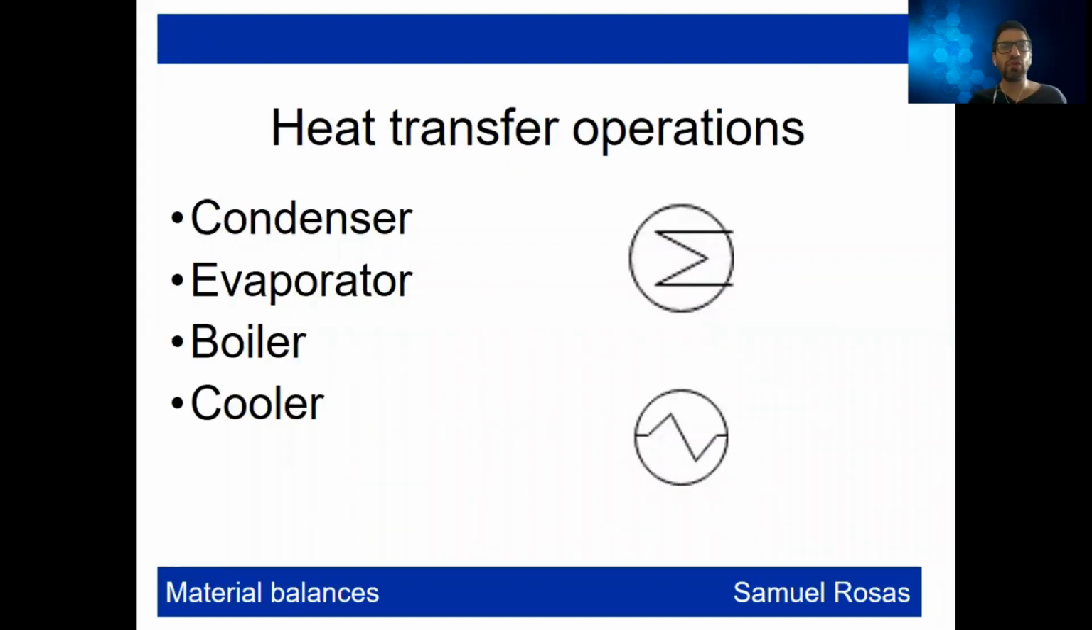And sometimes we have to increase or decrease the temperature of a fluid or something that is moving. And we use these heat transfer operations. And the main heat transfer operations are the condenser, evaporator, boiler, cooler, and they look like this. Usually in our diagrams, you can see these kinds of symbols. That means that it is a heat transfer operation, and their only purpose is to change the temperature or the state from liquid to gas or from solid to liquid. That's a heat transfer operation.